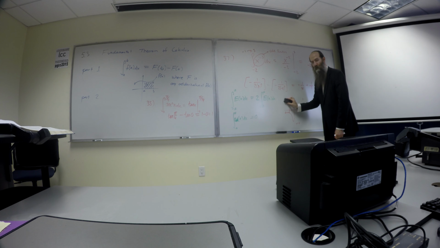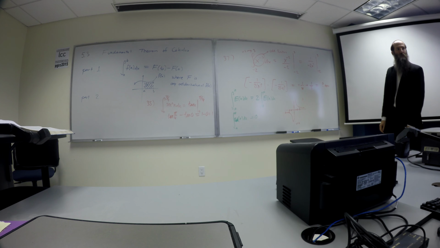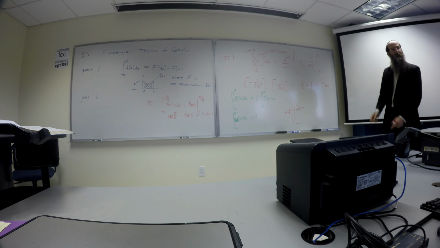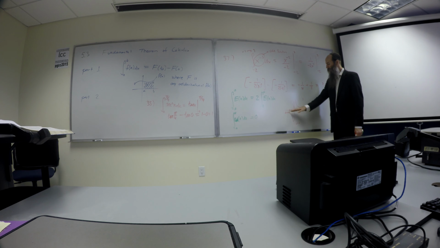So can we say from 2 to 3? Certainly, because you're not passing through the asymptote. That's right. Anytime you're not passing through the asymptote, you're good to go.